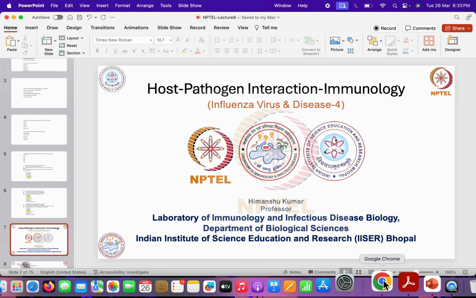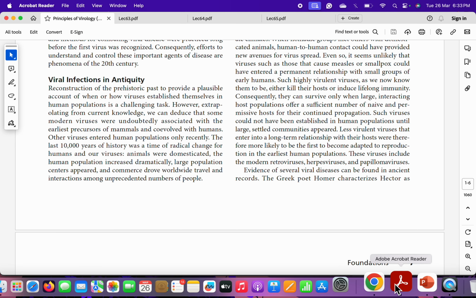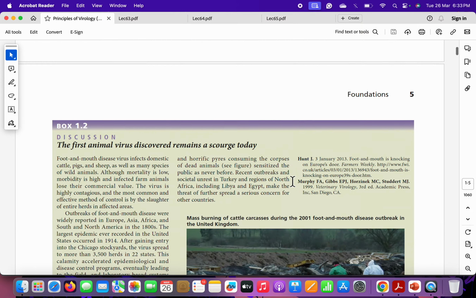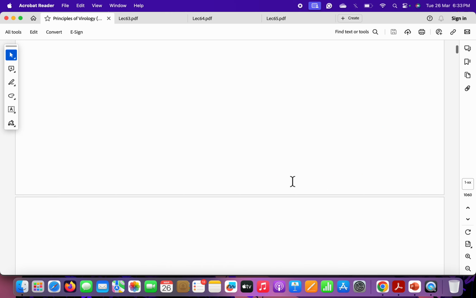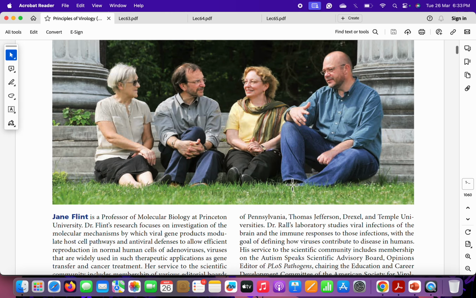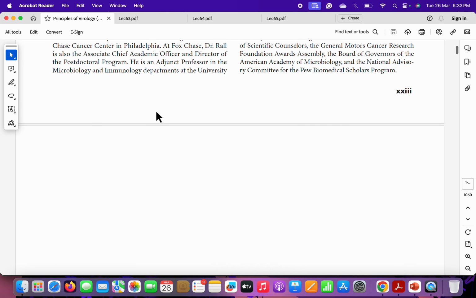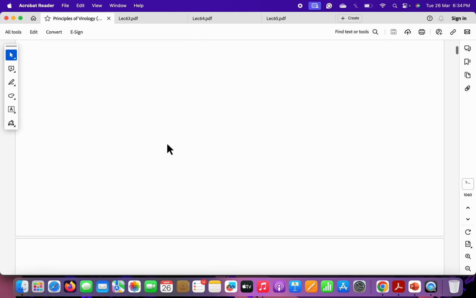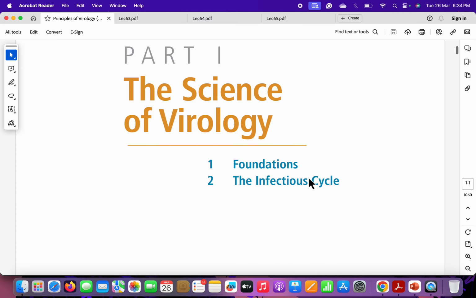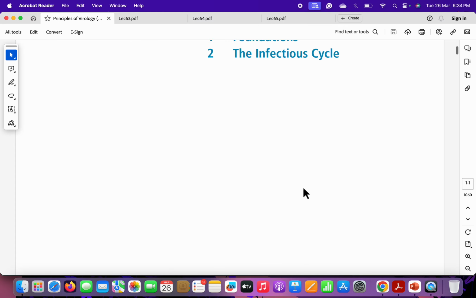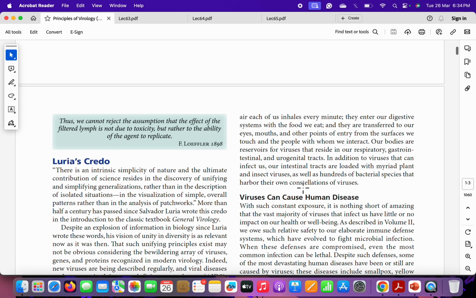Now we will start talking about viruses and immunity associated with viruses. I am now following one book, Principles of Virology by Flint. Part 1, the science of virology. It consists of foundations and the infectious cycle.